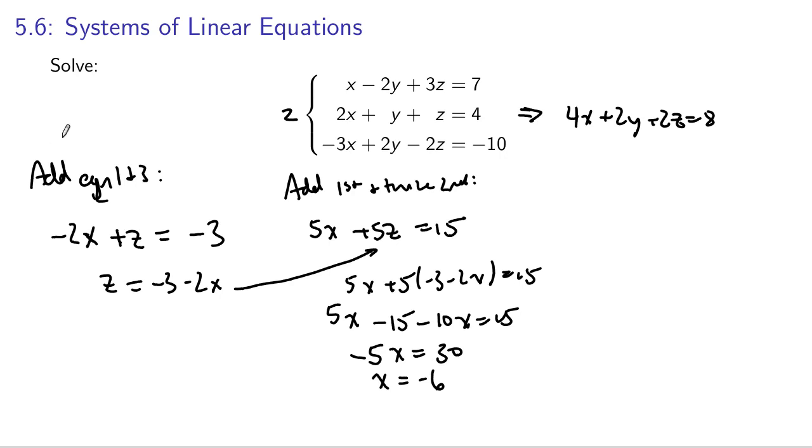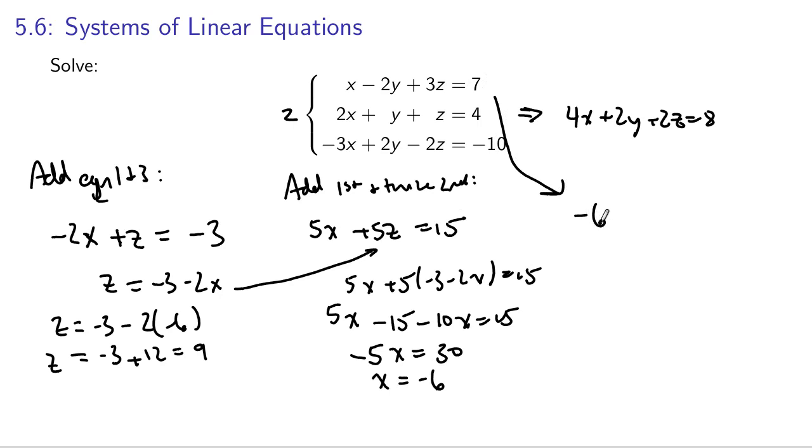Now we can go back and find z by substituting in here. Z is minus 3 minus 2 times minus 6. Minus 2 times minus 6 is plus 12. Z must be 9. Now we can plug into any of the equations the values 9 and negative 6 to get y. Just pick the first one.